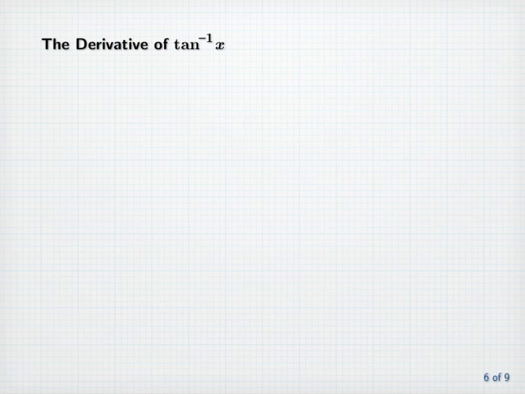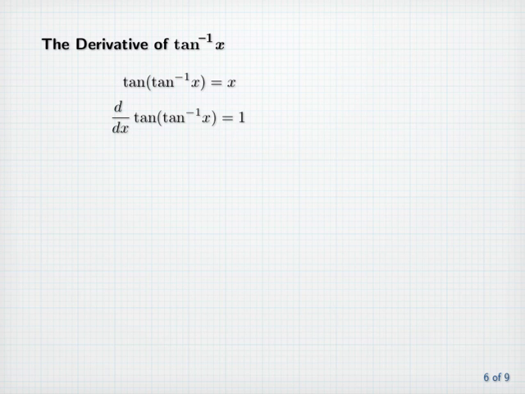The derivative of inverse tangent of x. We start with the equation tangent of inverse tangent of x equals x, and we differentiate each side with respect to x. This gives 1 on the right-hand side. On the left side, we use the chain rule, recalling that the derivative of tangent x is secant squared x. So we get secant squared of inverse tangent of x times the derivative of inverse tangent of x by the chain rule.